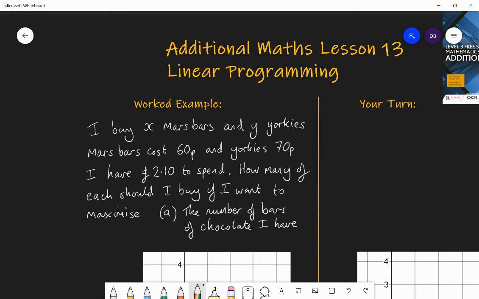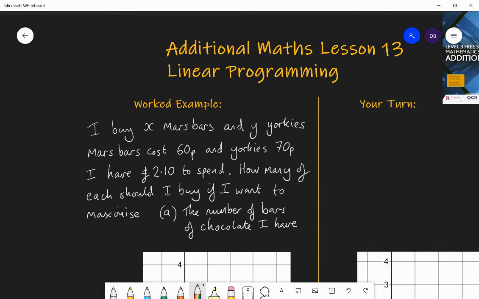Mars bars cost 60p and Yorkies cost 70p. And I've worked out all I've got in change is £2.10 to spend. And I don't want to use my card. So how many of each should I buy if I want to maximize, firstly, the number of bars of chocolate I have? And then I'm going to do a second one where I make that a little bit more complex. The problem I need to optimize will be a little bit more complex in part B.